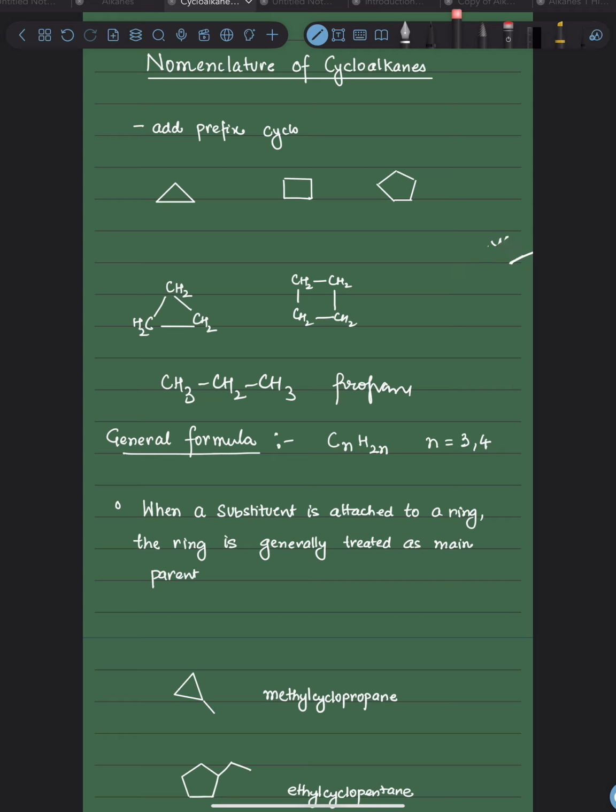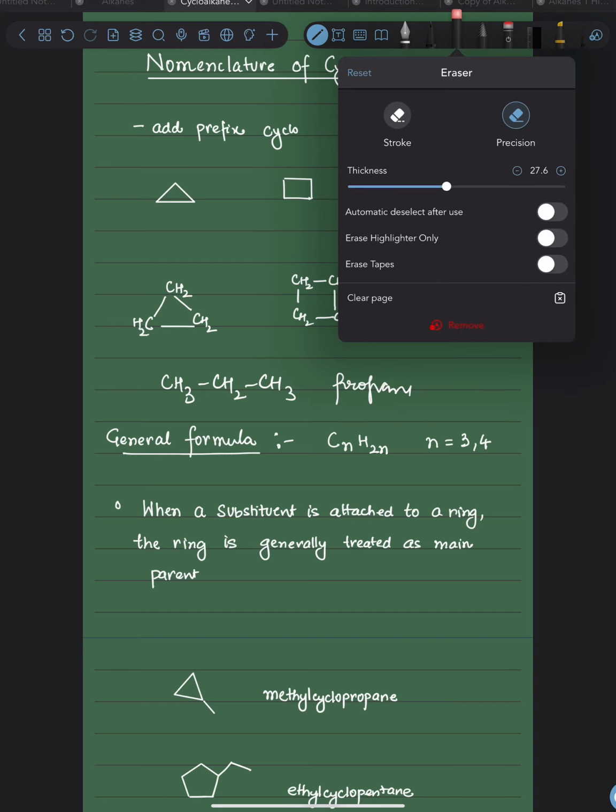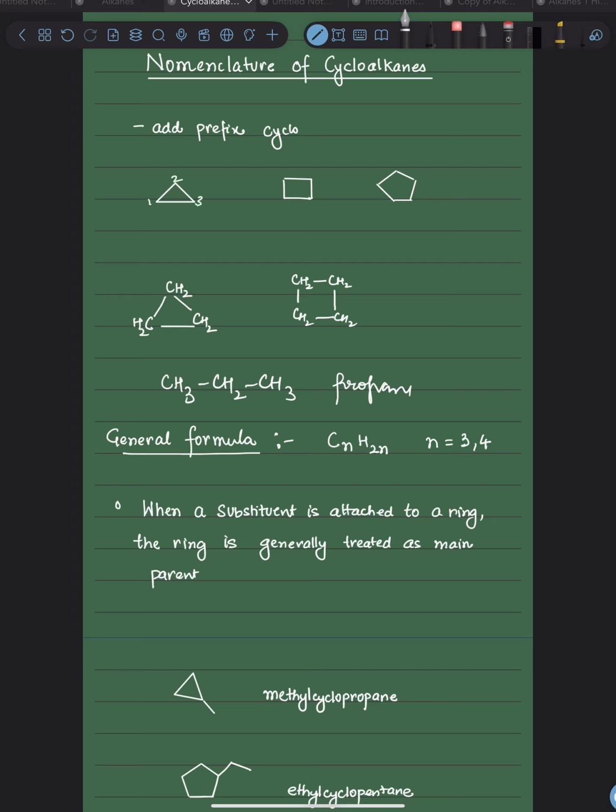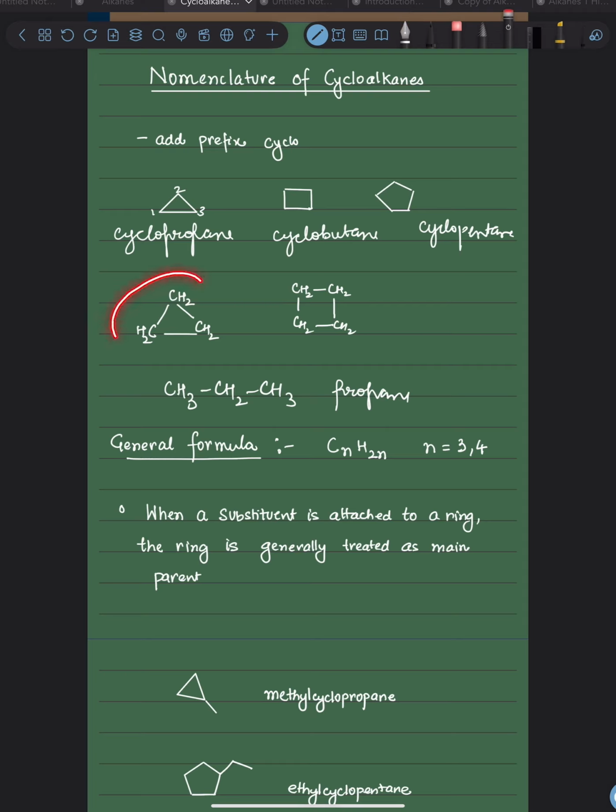Now, how to name them? You just need to add the prefix cyclo to the number of carbons present in that ring, and that will give you the name of that particular cycloalkane. So as far as this is concerned, you have 1, 2 and 3. So this is cyclopropane, right? This one is cyclobutane, one word, cyclopentane, right? So in expanded form, we can write this one as CH2, CH2, CH2, right?